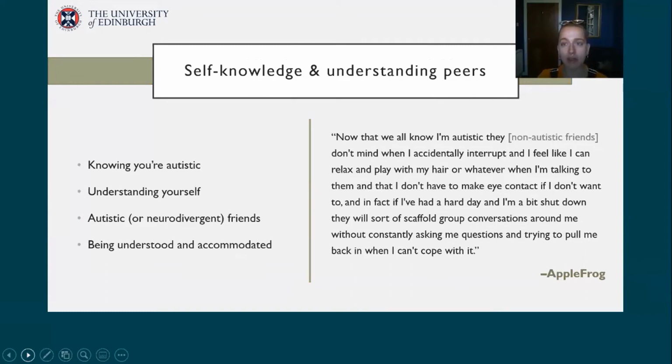Participants finding out that they were autistic and discovering what this meant gave them the ability to explain and advocate for their needs. Having other autistic friends who instinctually understood these needs was good, but non-autistic friends who were understanding, willing to learn, and happy to meet participants halfway were just as good.